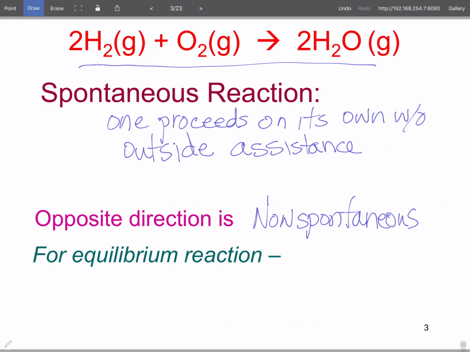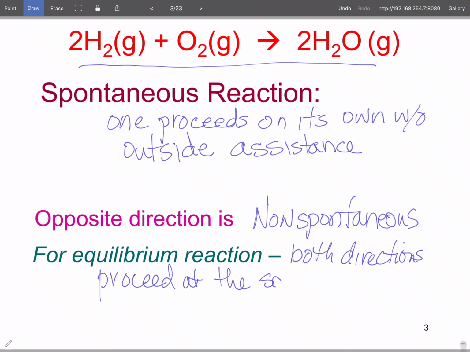Because for equilibrium, both directions will proceed at the same rate. That's the definition of equilibrium, they proceed at the same rate. So there's no such thing as spontaneous if you're dealing with an equilibrium. So when we talk about a reaction, we're going to talk about whether it's spontaneous as written or non-spontaneous.